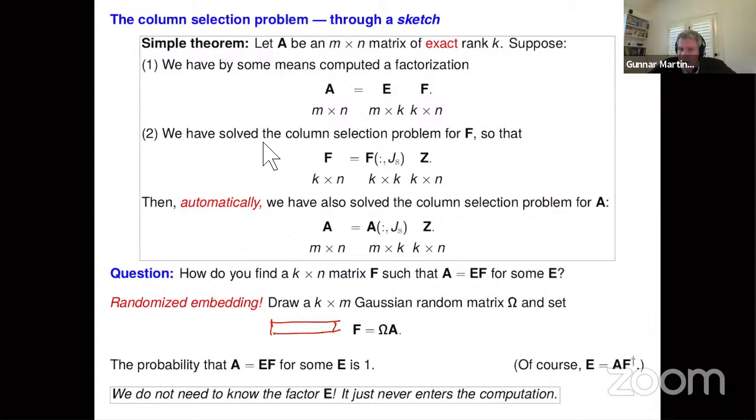They're obviously inside the row space, but the fact that they are linearly independent is something interesting. Because in principle, it could be the case that one of the rows of omega could be orthogonal to the column space of A. But you can easily prove that the likelihood of that happening is exactly zero when you draw omega from the Gaussian distribution. All right, so the important point here is that we never need the matrix E. You never need to form it. You just need to form F. Then you solve the column selection problem by looking only at F. And there you go.